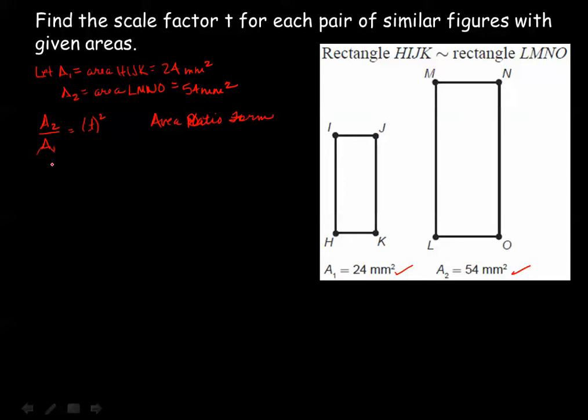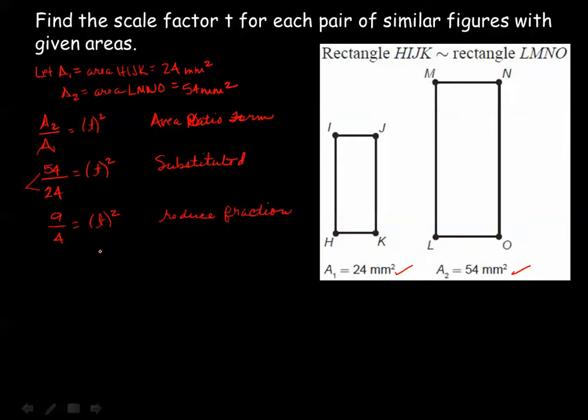And then I'm going to plug in the information that I know. The area for A2 was 54. The area for A1 was 24. These are going to equal t squared. And that was where I just substituted the information in. Now what you need to do, if you can, is go ahead and reduce this fraction, and we can with this one. That's going to be 9/4 equals t squared. And that's all I did, was reduce the fraction. Or simplify. You could just write simplify there.